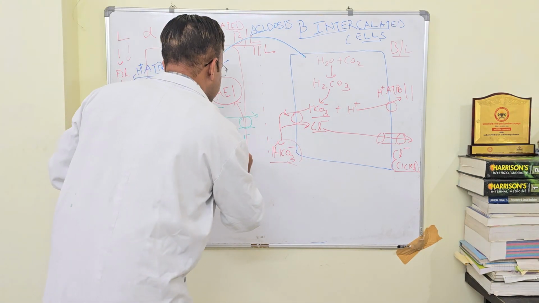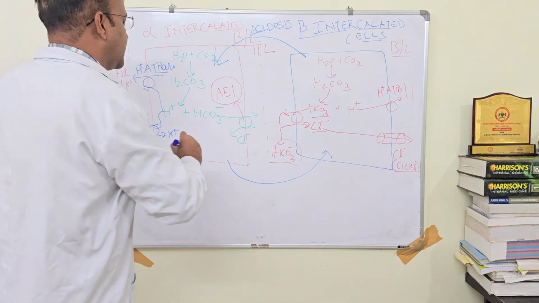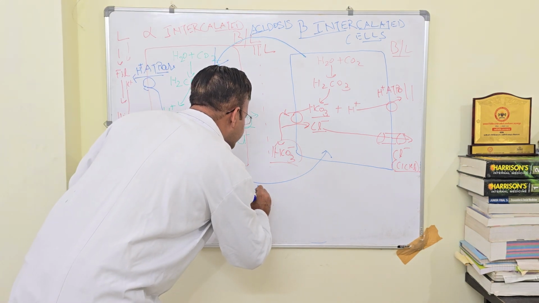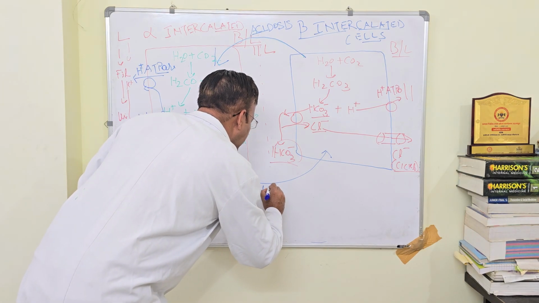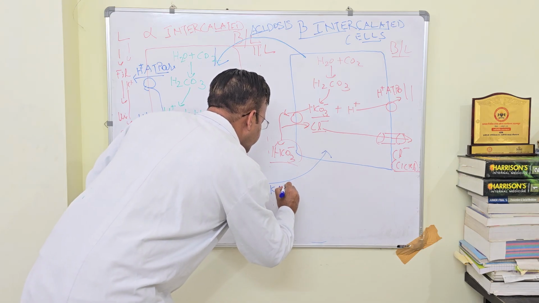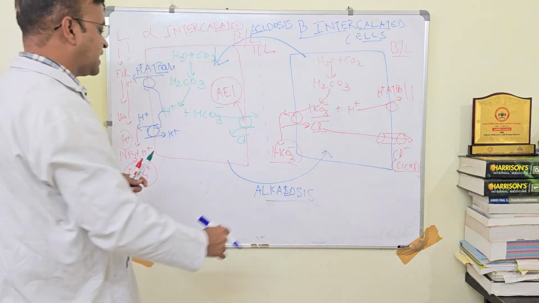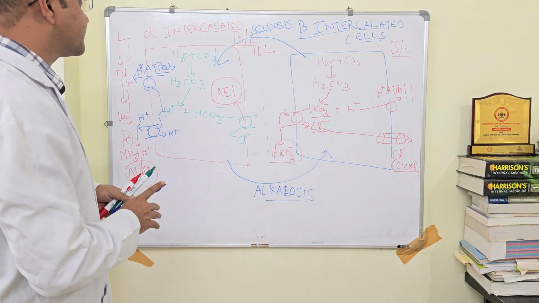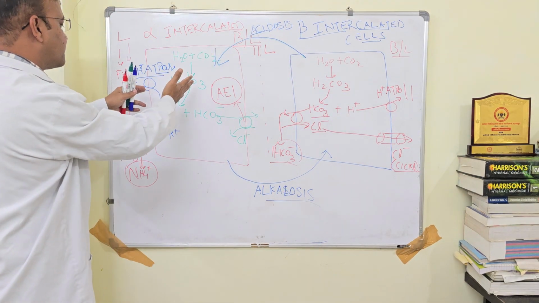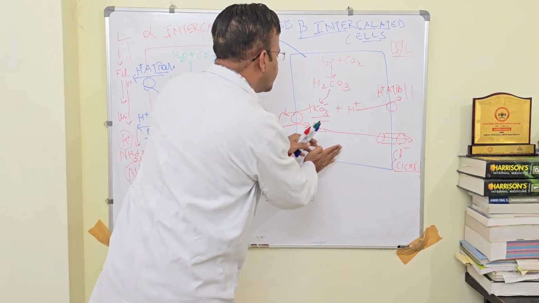But in case of alkalosis, you will get conversion of alpha intercalated cells to beta intercalated cells. One of the examples is, suppose you go over a mountain, you hyperventilate, you get respiratory alkalosis, then your alpha intercalated cells will get converted into beta intercalated cells. So this much is clear. Acidosis, you need to excrete out acid, so the beta will get converted into alpha. Alkalosis, you need to excrete out bicarbonate, so the alpha will get converted into beta.